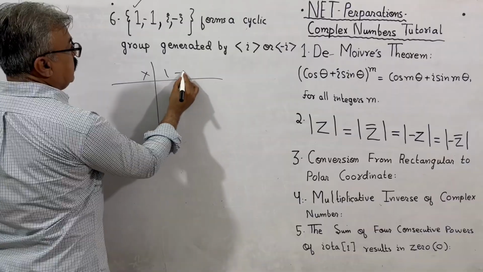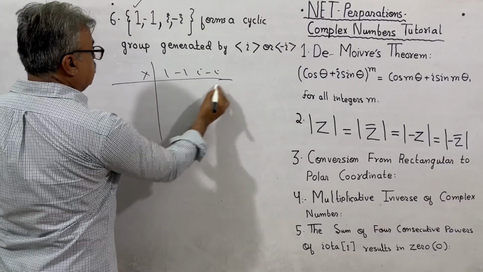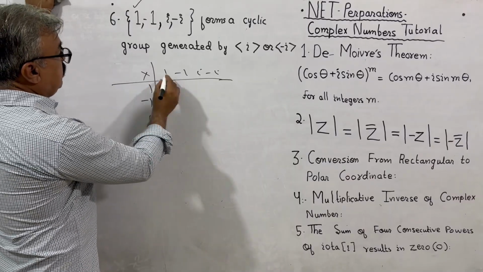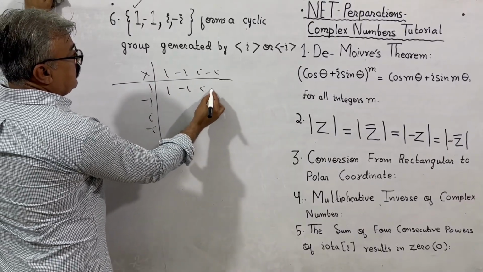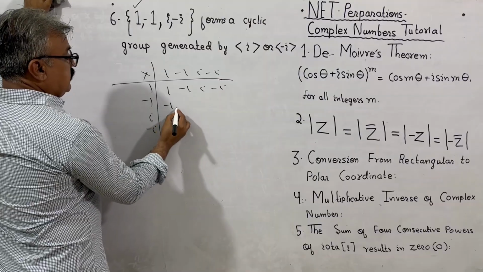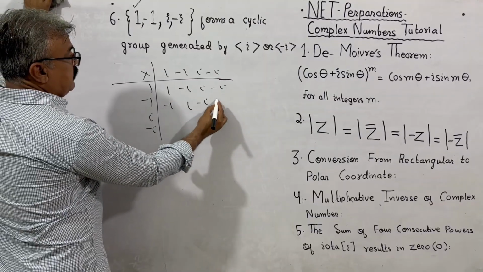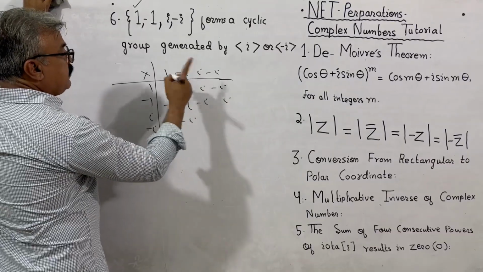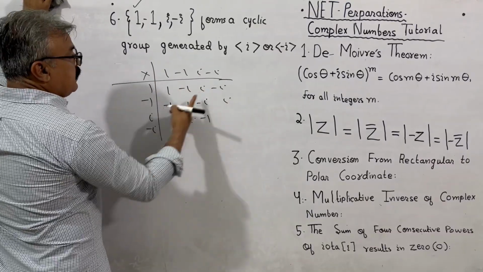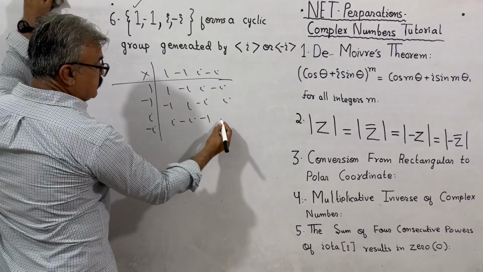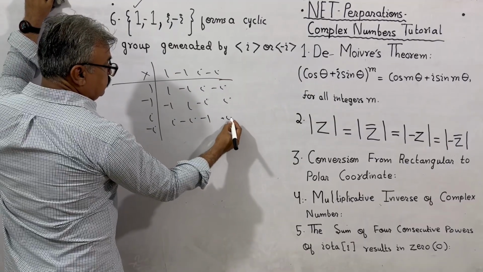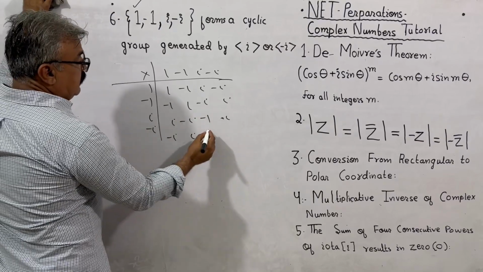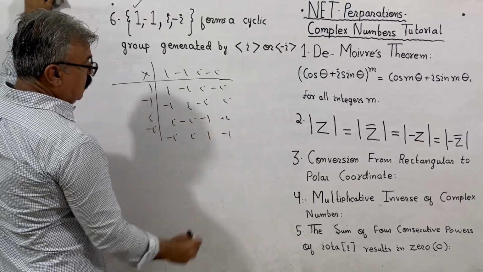Here it is: 1, minus 1, iota, minus iota. Just multiply. 1 times 1, minus 1, iota, minus iota. What about this? It will give us minus 1, positive 1, negative iota, positive iota. It will give us iota, minus iota. Iota into iota, iota square means minus 1. Iota into minus iota becomes minus iota square, which gives us positive 1. Minus iota gives us positive iota, it gives us 1, it gives us minus 1.